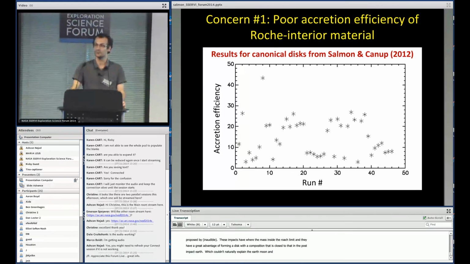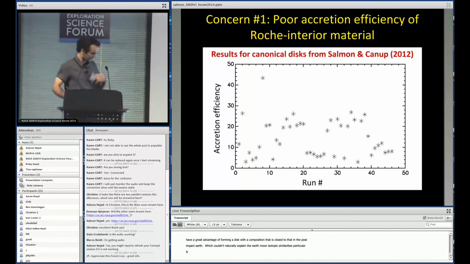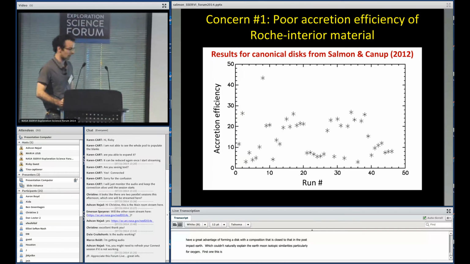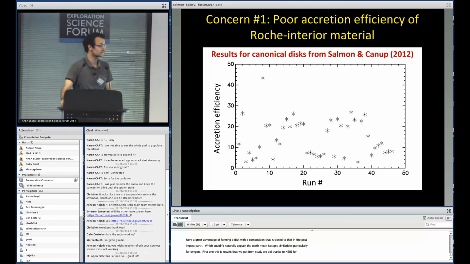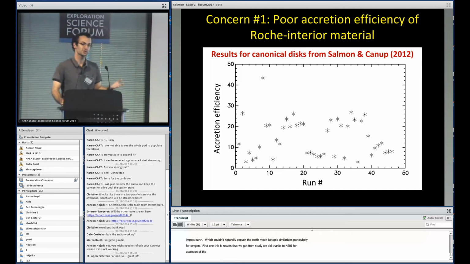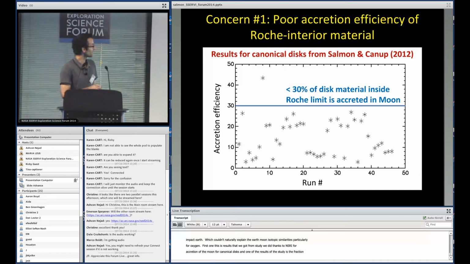So we still want to raise a number of concerns regarding these alternative impacts. The first one, these are results that we got from a study we did thanks to NRSI of the accretion of the moon for canonical disks. And one of the results of this study was that the fraction of the disk that is located inside the Roche limit is in general poorly assembled into the moon.